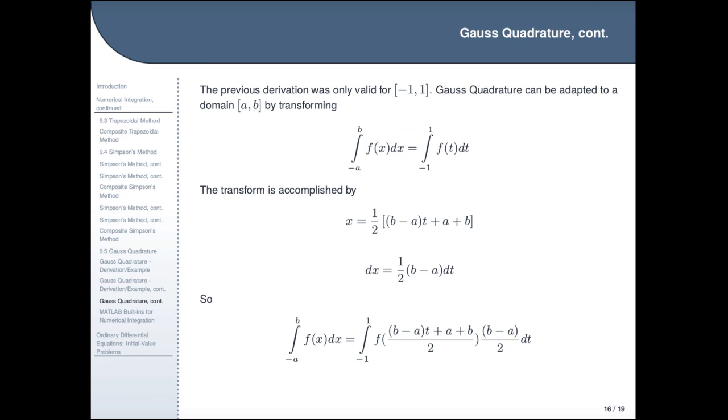Now, that particular derivation is only valid for the values from -1 to 1. If we want to use Gauss quadrature on some generalized domain of a and b, we perform a transform. It's accomplished with the following method and gives us the equation at the bottom of the page. So it's reasonably straightforward.